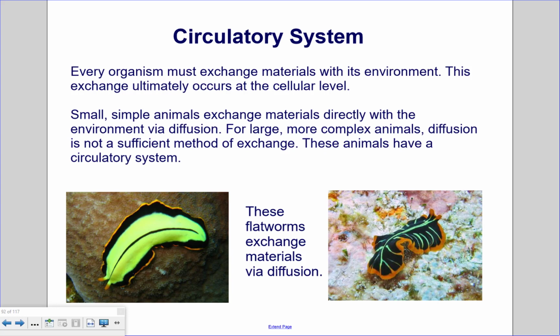Circulatory system. Every organism must exchange materials with its environment. This exchange ultimately occurs at the cellular level. Small, simple animals exchange materials directly with the environment via diffusion. For large, more complex animals, diffusion is not a sufficient method of exchange. These animals have a circulatory system.